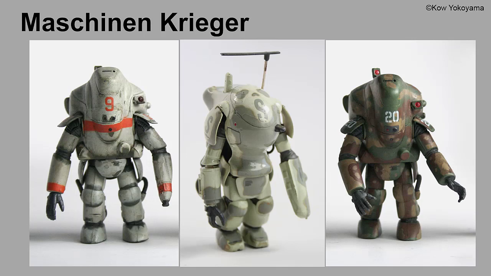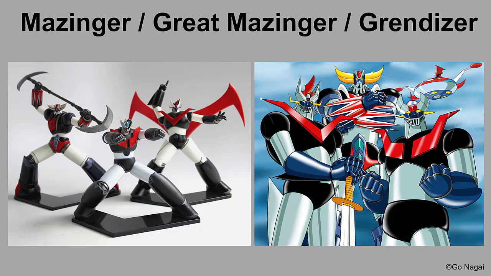So Maschinen Krieger. These mechs were designed by Japanese artist and sculptor Kow Yokoyama, and these mechs have a very distinct World War II tank feel to them. Their colors are all pretty muted, either green camo, whitish gray, or sand-colored, and their cockpits have this big bubble feel to them, frequently without any eye holes, and this makes the mechs look very top-heavy, like they might fall over.